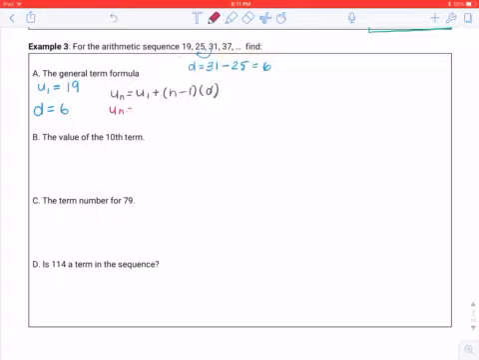So un is going to equal 19 plus n minus 1 times my common difference, which is 6. Clean this up a little bit. I'm just going to distribute the 6. I end up with 19 plus 6n minus 6. So un equals 6n, and 19 subtract 6 is positive 13. 6n plus 13.